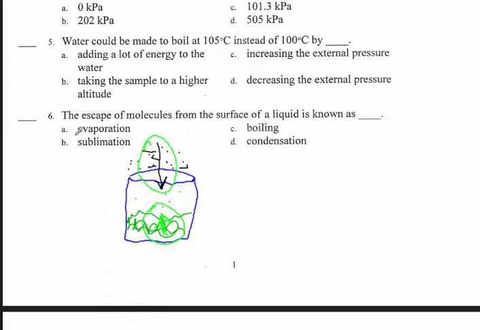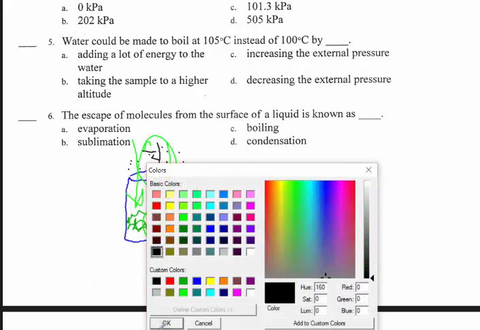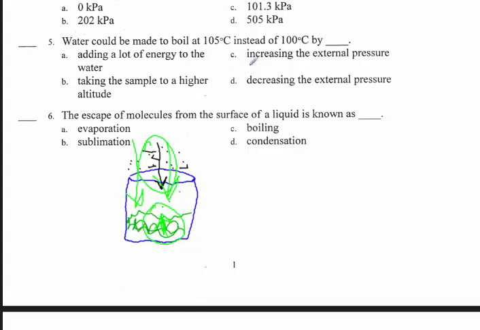Oh, hang on a second, we're up here. Water could be made to boil at 105. So the way you'd have to do it is you'd have to increase the pressure on the system beyond normal air pressure. You'd have to compress it down. Okay, so the answer would be increasing the external pressure. That would certainly allow the water to get hotter before it starts to boil.